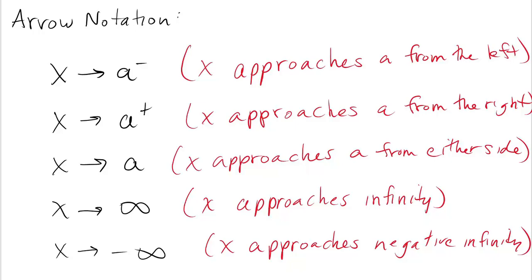The last 2 arrow notations are for unbounded values of x. As x approaches infinity, so as x gets arbitrarily large. And the last one, as x approaches negative infinity, so as x gets arbitrarily small. The arrow notation is used to indicate behavior of the graph.